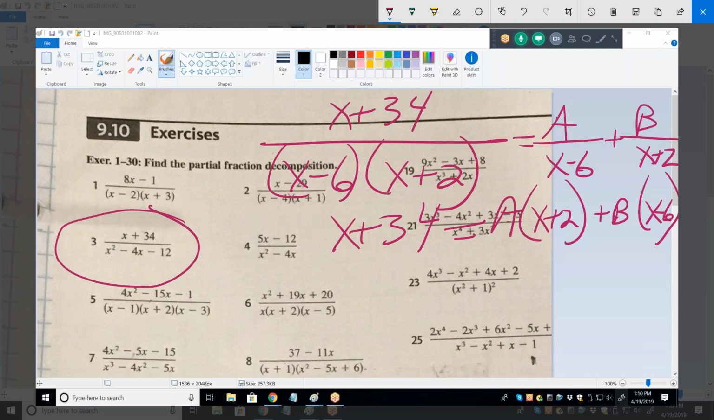You can choose x equal to minus 2. That lets you solve for B. You can choose x equals 6. That lets you solve for A. Yes, sir. All right.